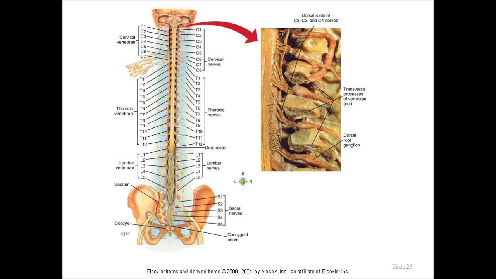There are 31 pairs of nerves that leave the spinal cord, and these help to form the peripheral nervous system in conjunction with the 12 cranial nerves. 8 of the nerves exit from the cervical region of the spine, 12 from the thoracic region, 5 from the lumbar, 5 from the sacral, and 1 coccygeal nerve.